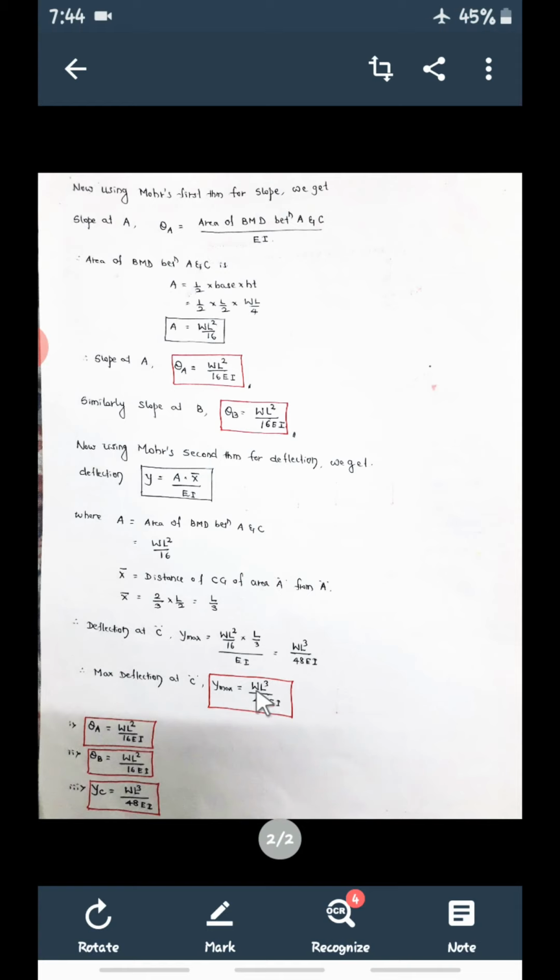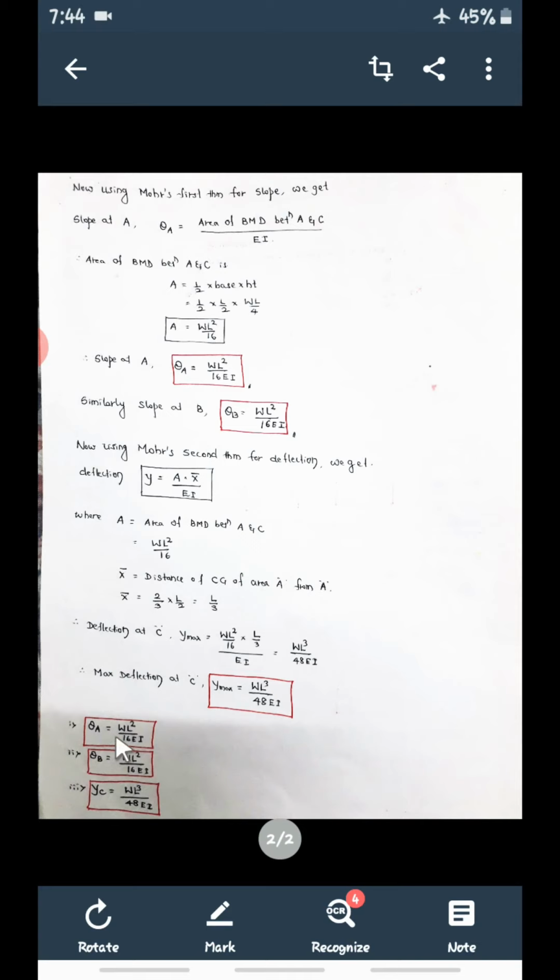If you substitute W equal to 20 kilonewton, you can substitute the span L, and EI as well, where I is the moment of inertia and E is the Young's modulus of elasticity. If these two values are given, then you can calculate the deflection. But in this case you can keep EI as it is. So the deflection at center is equal to WL cube divided by 48 EI.